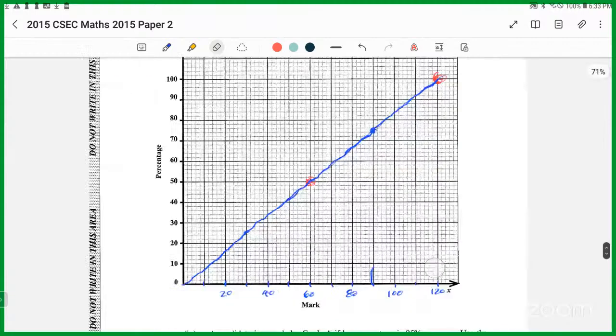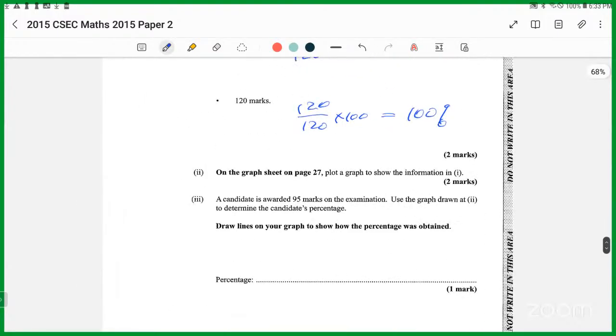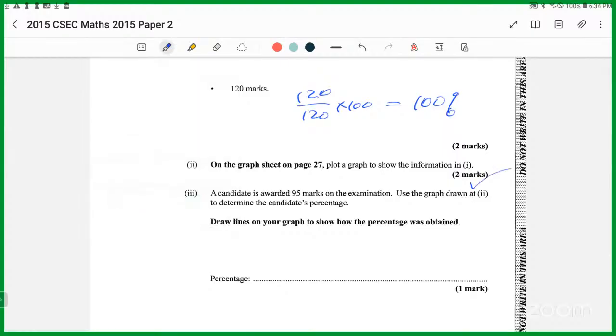What do they want us to do with it? So draw the graph, which is this. Then it says a candidate was awarded 95 marks in the exam. Use the graph to determine the candidate's percentage. Now, it says draw lines on the graph to obtain it.